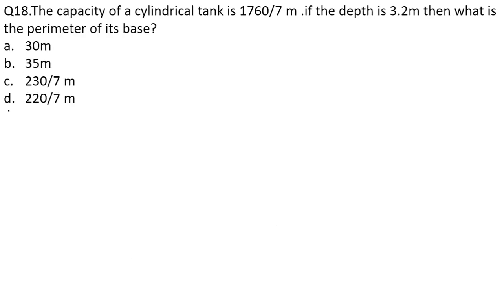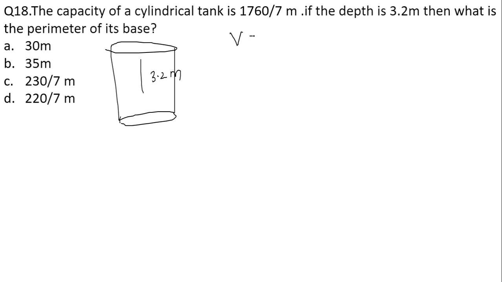Next question. Now the capacity of cylindrical tank is 1760 meter cube. If the depth is given 3.2 meter, depth means it is going to be the height basically. Now we have to find the perimeter of the base. So let us draw a cylinder over here. The cylinder's depth has been mentioned, that is equal to 3.2 meter, as well as the volume has been mentioned 1760 meter cube. So we know what is the volume.